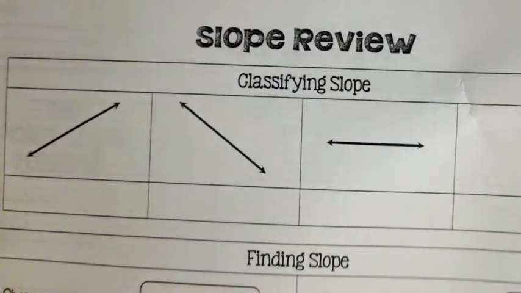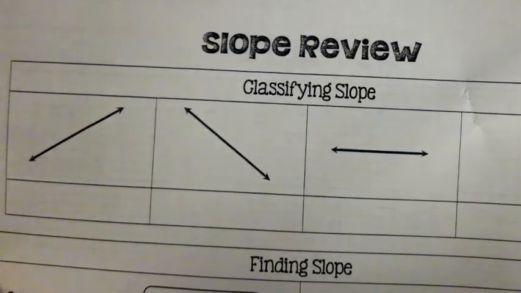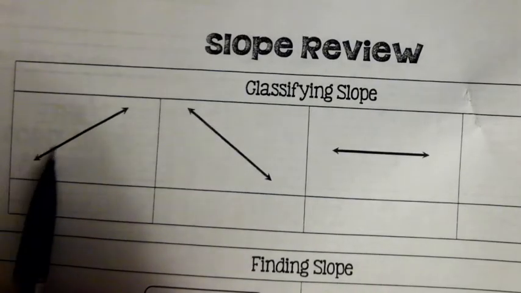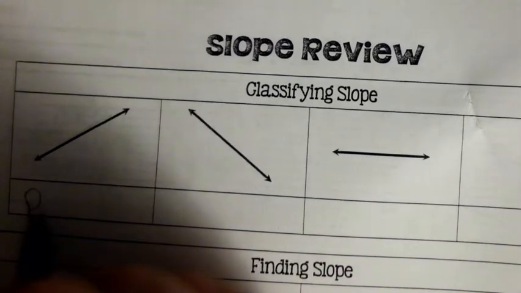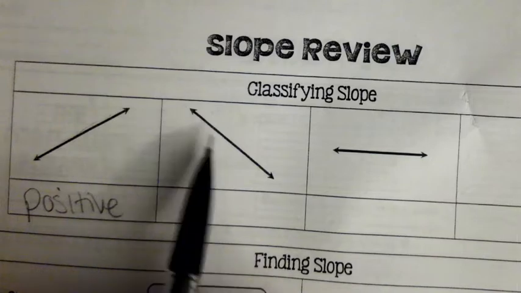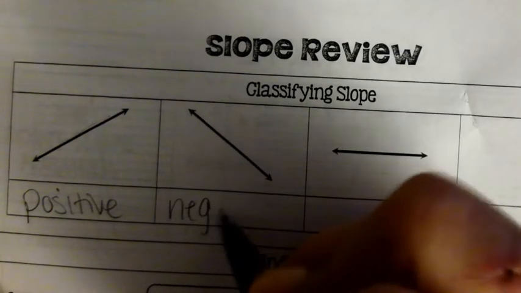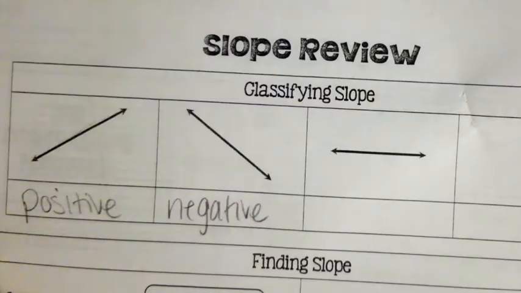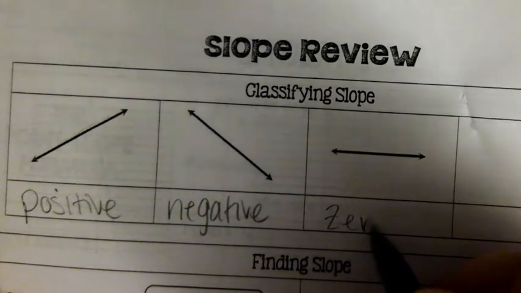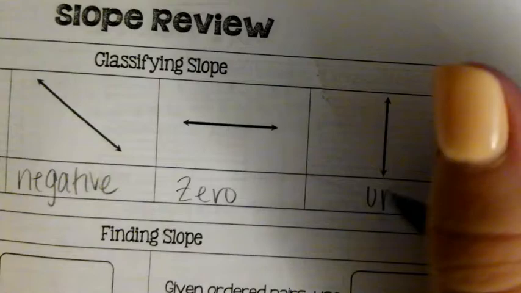When we talk about slope, if you remember back to Algebra 1, we had different types of slopes. If you think you're on a roller coaster going up, this is a positive slope. If you're going down the hill, this is a negative slope. This is a horizontal line, so this has a zero slope. And this last slope, straight up and down, is undefined.